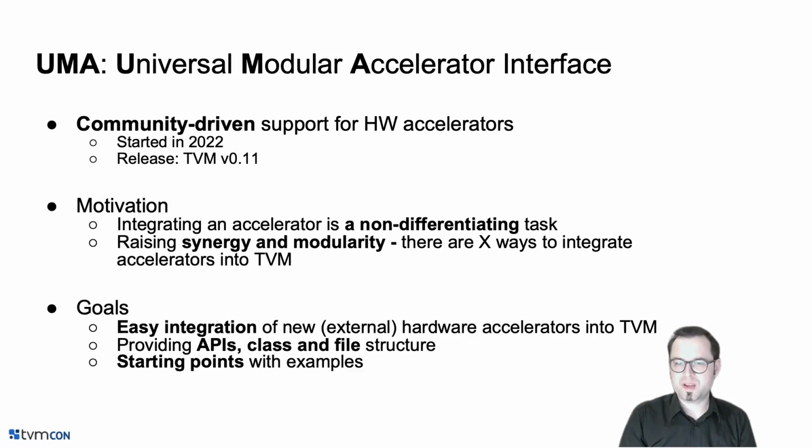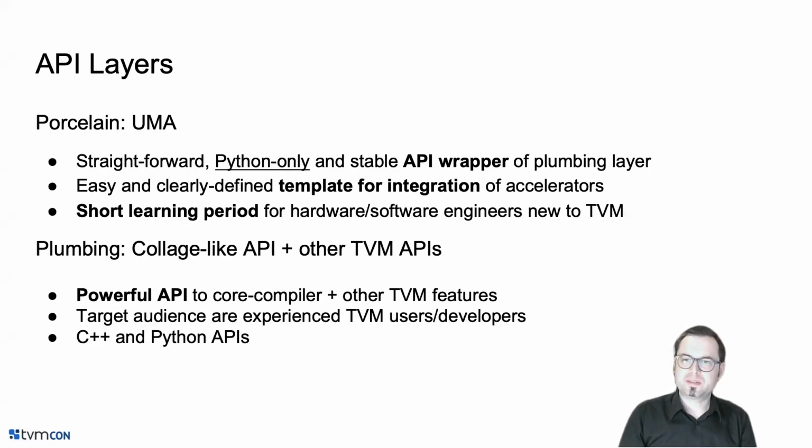Essentially, UMA now provides APIs, classes, file structures, and also examples for people to begin with to integrate new accelerators. So UMA effectively builds a second layer above the TVM APIs. To use the Linux terminology, a porcelain and plumbing layer, UMA builds a stable Python-only API that has clearly defined templates for integrating new accelerators, and also has a pretty short learning period.